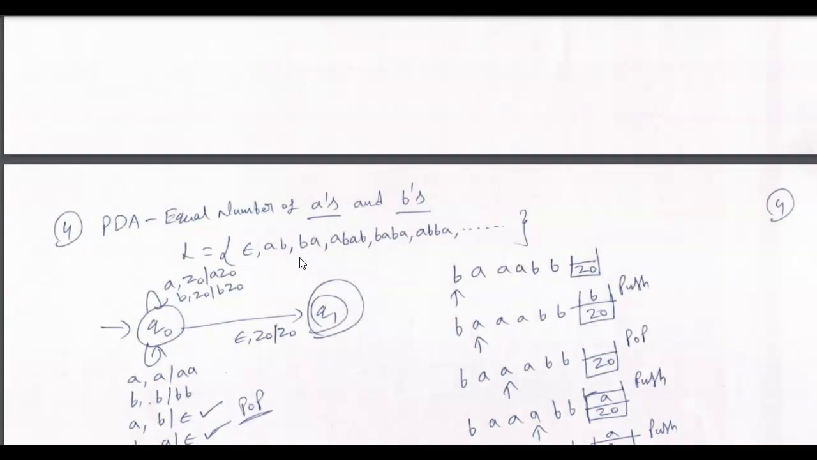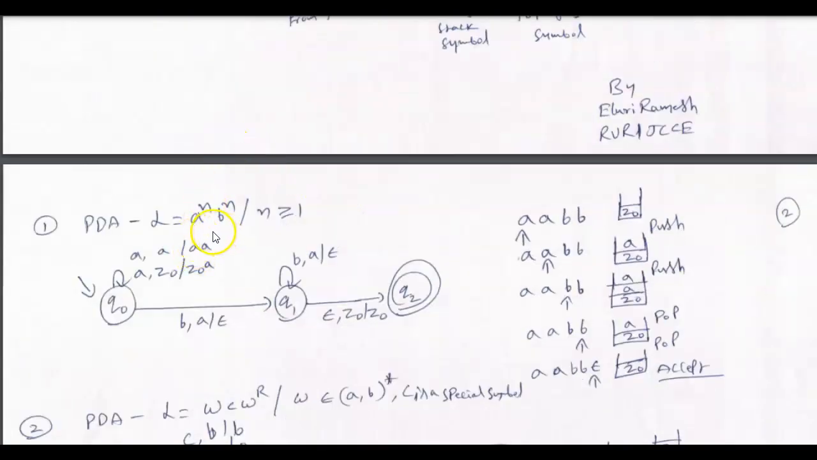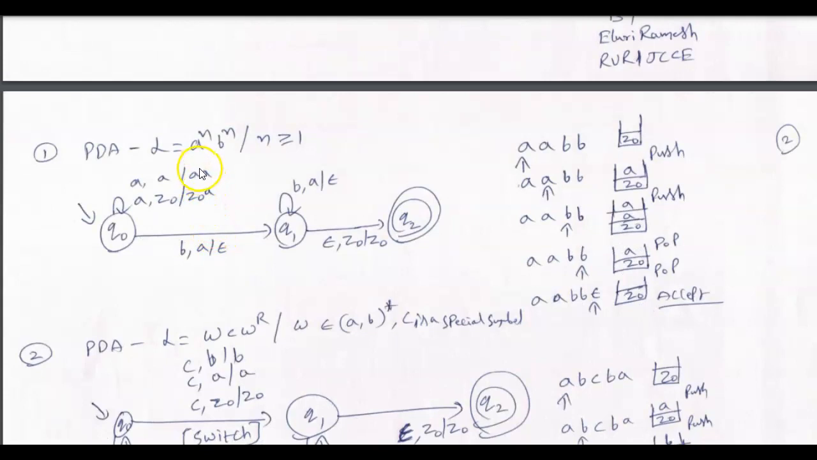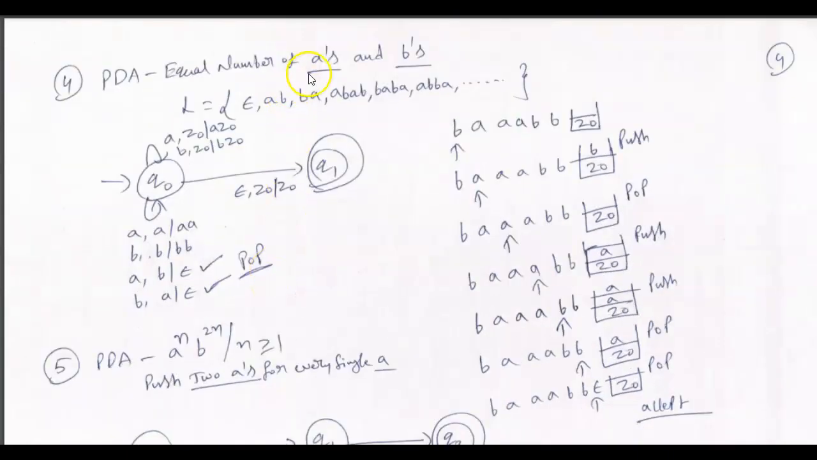The next example is equal number of A's and equal number of B's. Earlier we had A to the power of N, B to the power of N, which means all A's are over and only then the B's start. Here we have equal number of A's and B's, meaning A's can be anywhere and B's can be anywhere. You can see some examples.